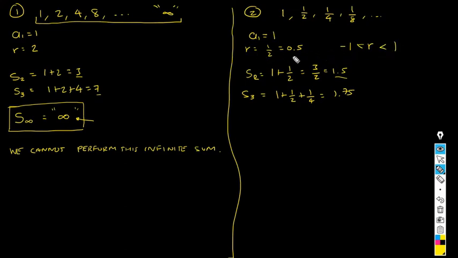Being r equal to 0.5, then r is between -1 and 1. So it satisfies the condition that we talked about in the experiment. Okay, let's see what happens.